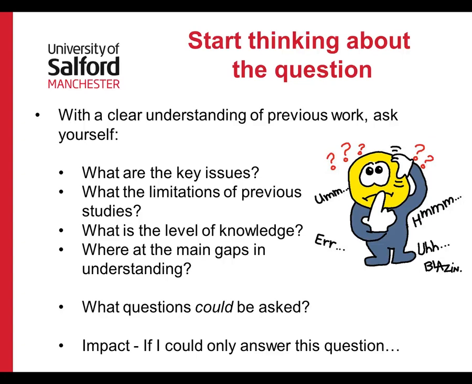Secondly, although there will have been previous research, there's always limitations with research, and you need to start thinking about identifying the limitations of previous studies and how those limitations could lead to gaps in knowledge and potentially question the validity of the conclusions of those previous papers. As we spoke about in the previous slides, you also need to think about the level of knowledge. Is there just descriptive or correlational studies, or already a lot of level 3 cause and effect type studies?